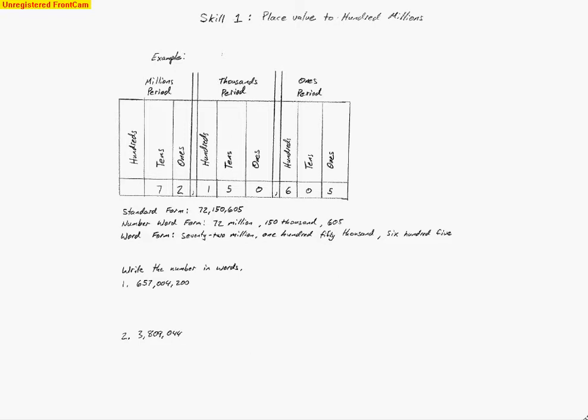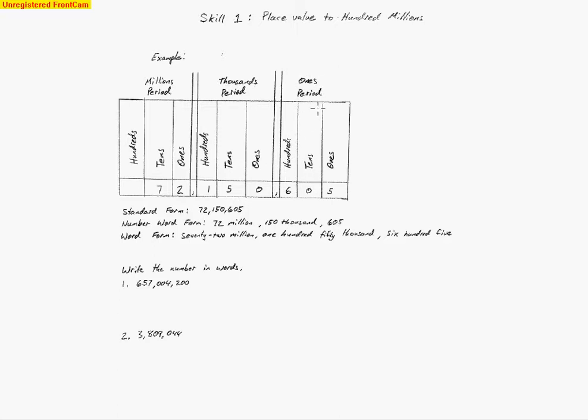This is the lesson for Concept 1, Skill 1, and it deals with place value to 100 millions. I've got a chart up here that gives an example, and notice how we have different periods. We've got the millions period, which has hundreds, tens, and ones. Then we have the thousands period, which also has hundreds, tens, and ones. And then we have the ones period, which also has hundreds, tens, and ones.